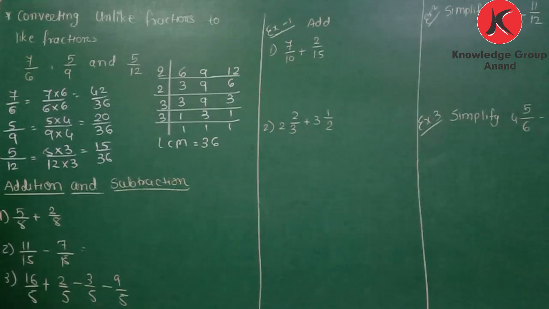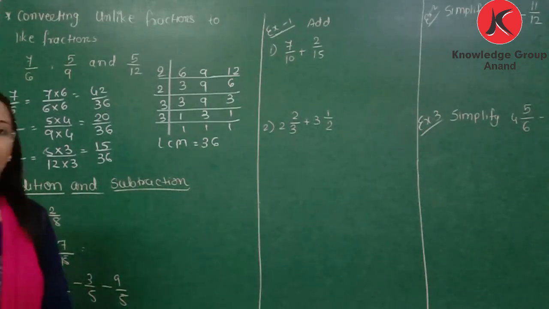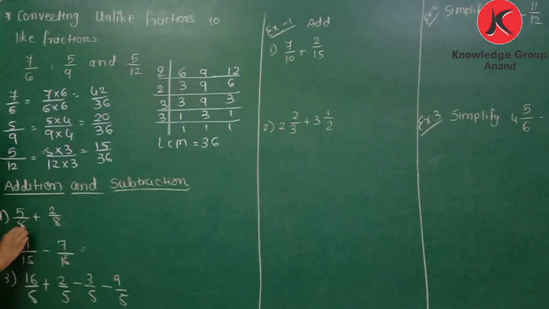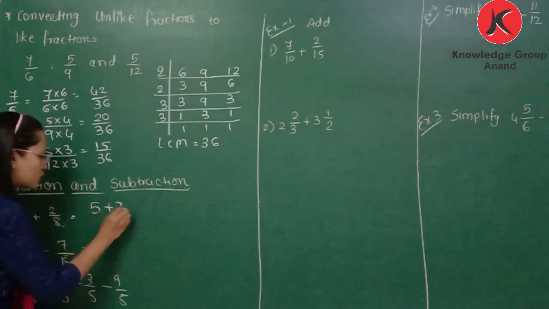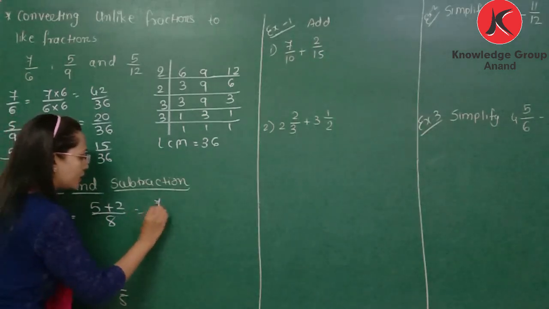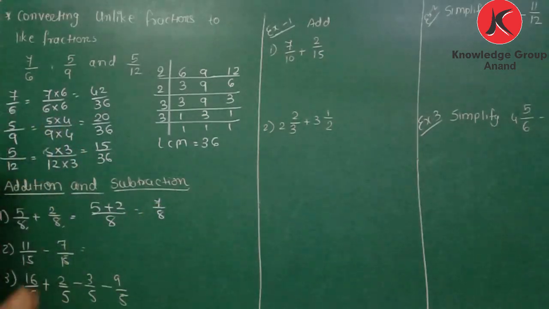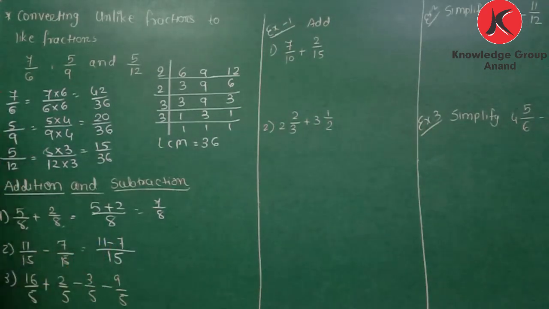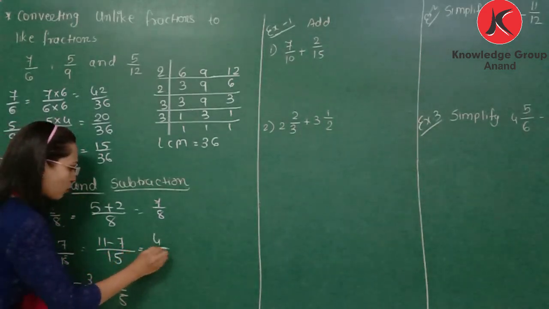After that we learn about the addition and subtraction of fractions. So let's revise the topic that if the denominators are the same, you can see the first example, 5 by 8 plus 2 by 8. Here the denominators are the same, it means you can directly add the numerators. 5 plus 2 divided by 8. Do not add the denominators, so it is 7 by 8. 11 by 15 minus 7 by 15. Here again the denominators are the same, so you can subtract the numerators. 11 minus 7, so it is 4 by 15.